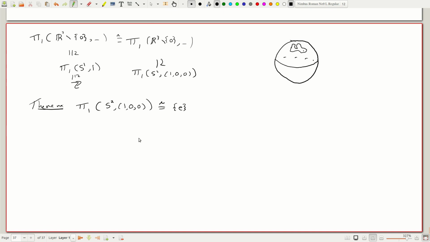So let's look at a picture to prove this. Okay, there's the picture of the sphere. Let me draw it a bit bigger. Okay, I'll have another go at it.